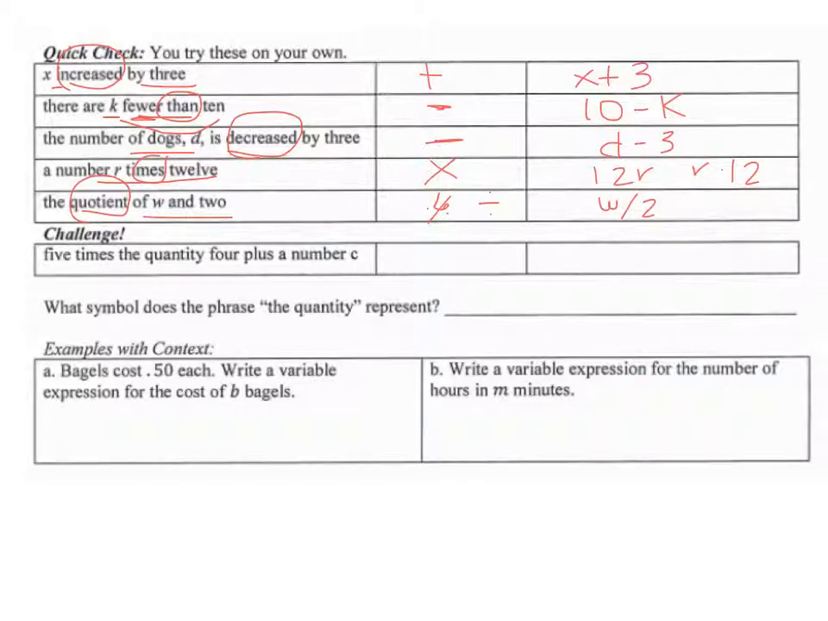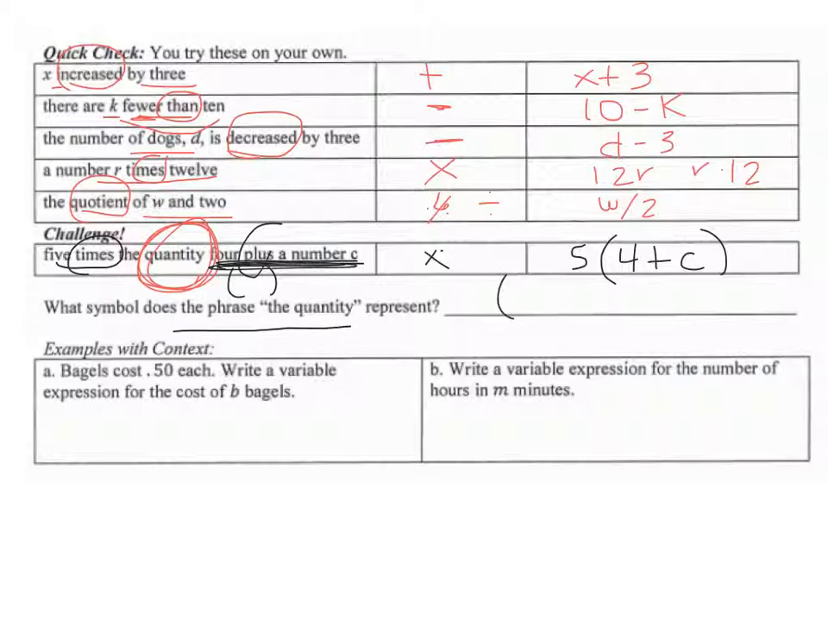And the challenge one: quantity is a new word. Quantity means use parentheses. So it's 5 times, so there's times. 5 times the quantity, it means put this stuff in parentheses. 4 plus c, parentheses. So what symbol does the word quantity represent? It means use parentheses.